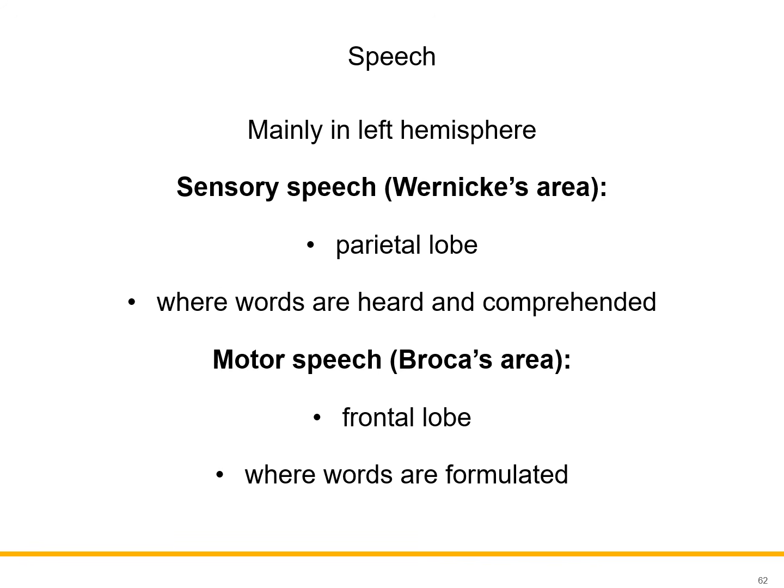Next is motor speech, which is processed by the Broca's area. So that's located at the frontal lobe. This is where words are formulated. So yung mga sinasabi po natin, before we actually say them, they were first pieced together at the Broca's area.